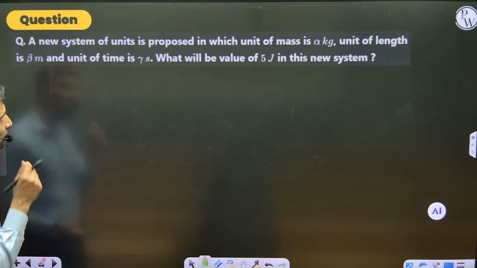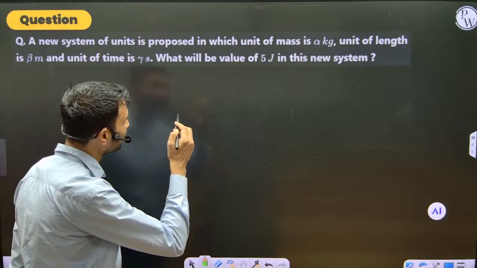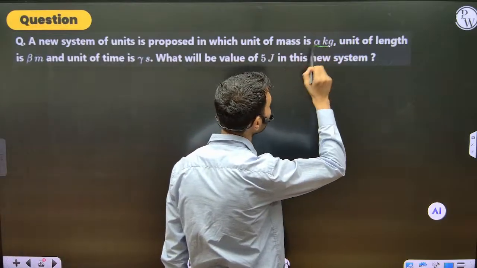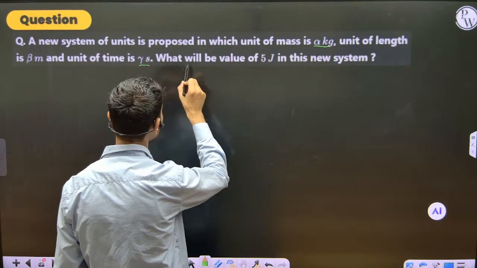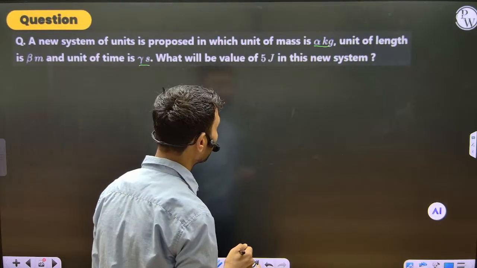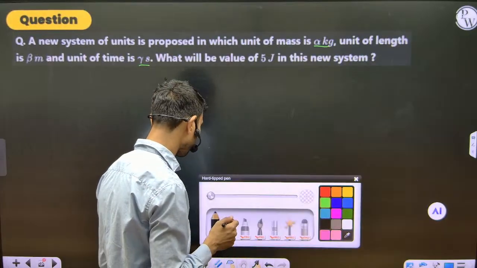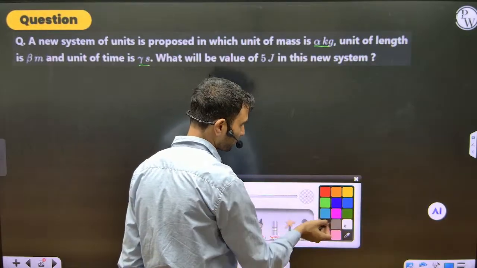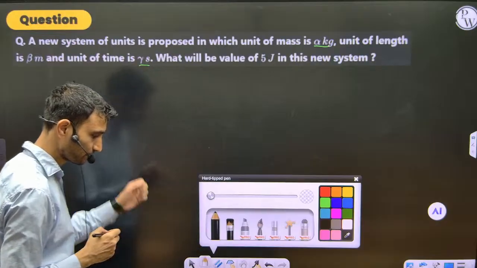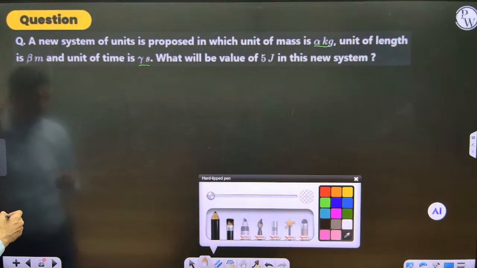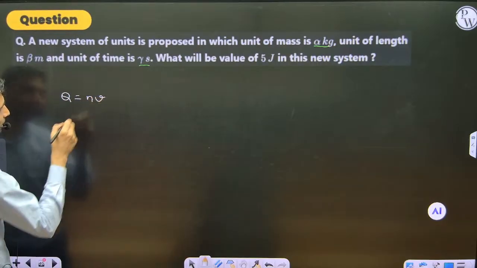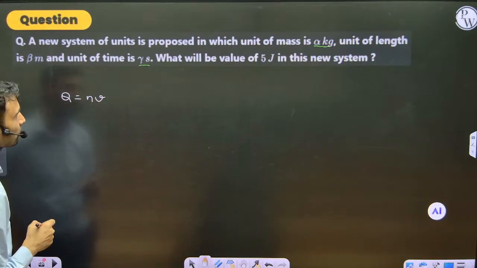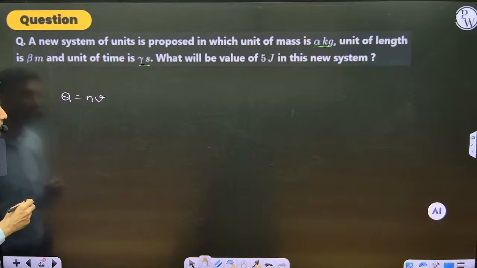In a new system of units, it is proposed that the unit of mass is alpha kg, length is beta meter, and time is gamma second. What will be the value of 5 joule in this new system? So 5 joule will be how much? And we know any quantity is N into U. So 5 joule will be how much in this new system of unit?